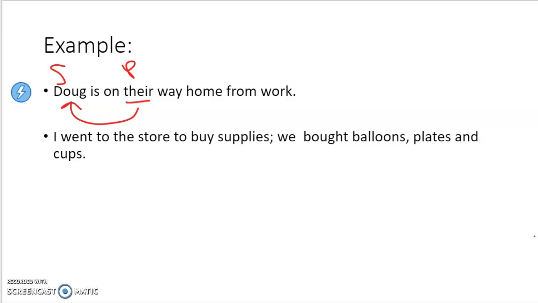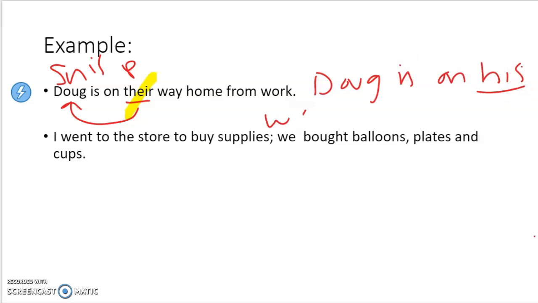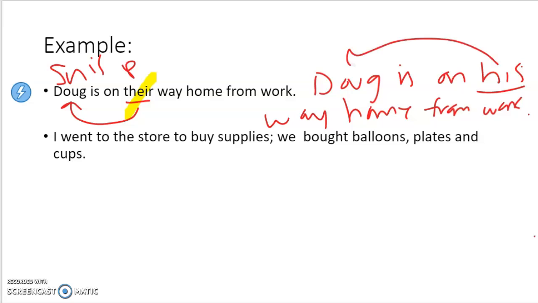Okay, so the way to do that is to cross out their, and we have to find a pronoun for Doug in the predicate form. So we should say his. So then you rewrite our sentence. Doug is on his way home from work. Okay, this is taking out your plural and keeping it singular, and this is your antecedent talking about Doug.